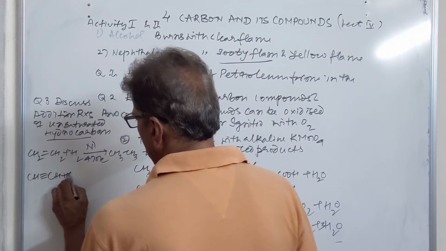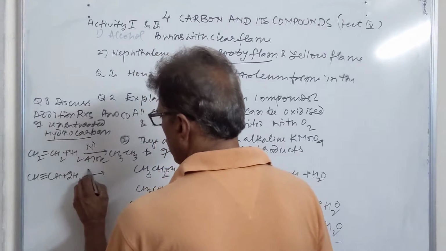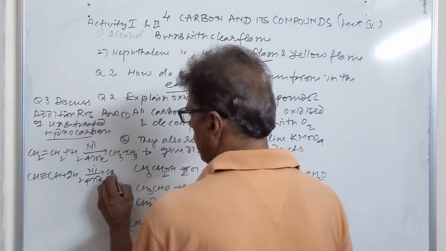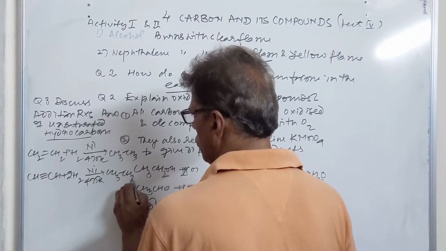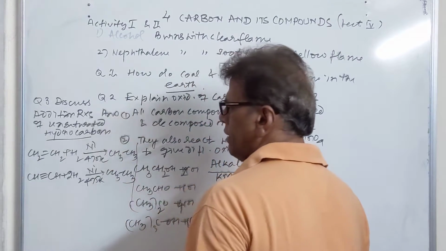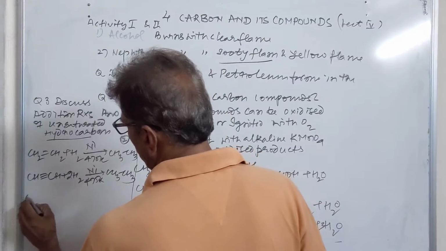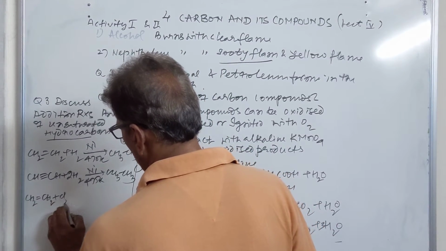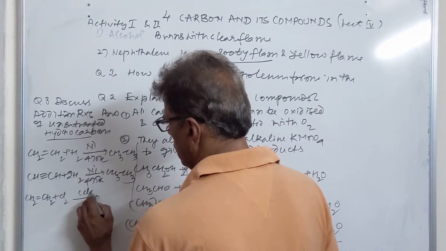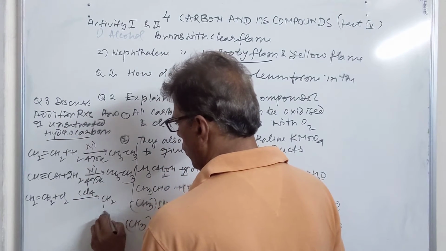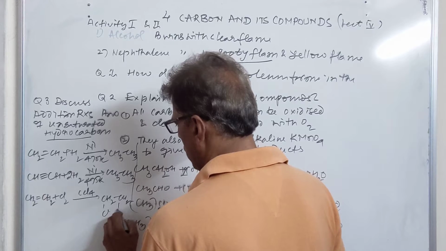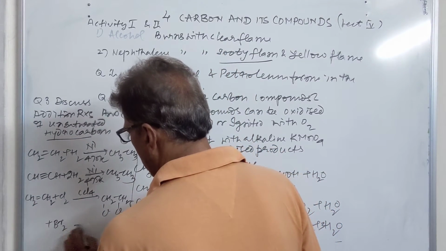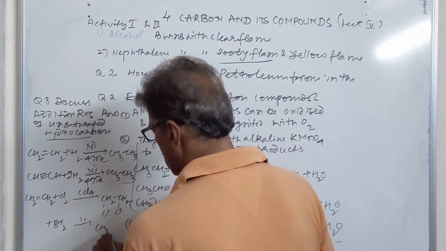Similarly, acetylene, when supplied with 2 hydrogen molecules in the presence of nickel at 470 or 475 Kelvin, again gives ethane as the product. So these are the addition reactions. Alkenes and alkynes can also take up a chlorine molecule in the presence of CCl4 and give you 1,2-dichloroethane. Similarly, bromine can be added to this product. We get CH2Br.